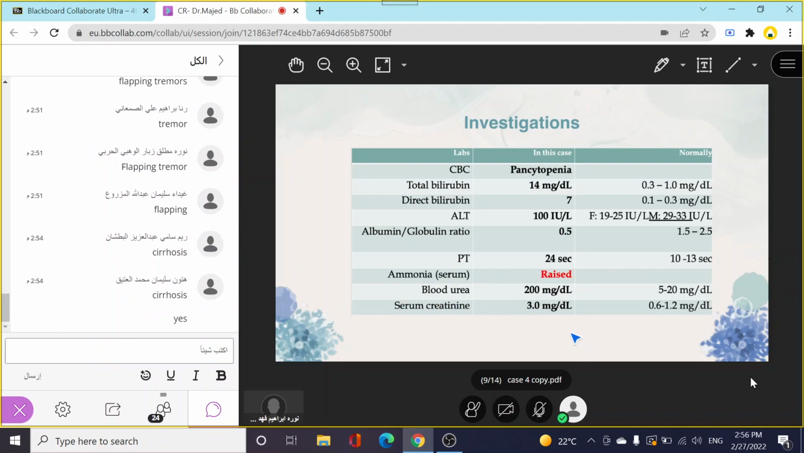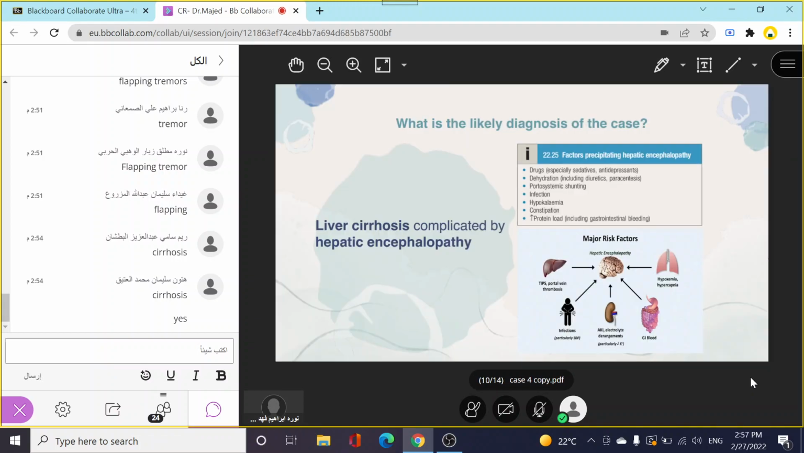For the blood urea and serum creatinine, we all know it's increased in case of kidney diseases. Here, also both increased. Okay, so what do you think the likely diagnosis of this case? It's clear that the patient has liver cirrhosis that's complicated by hepatic encephalopathy.